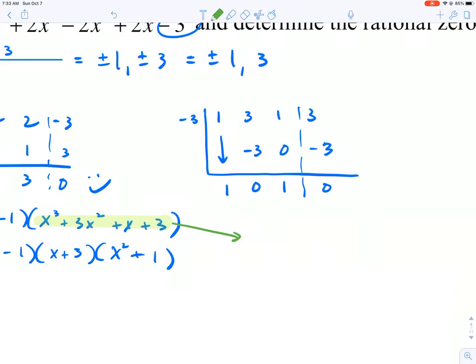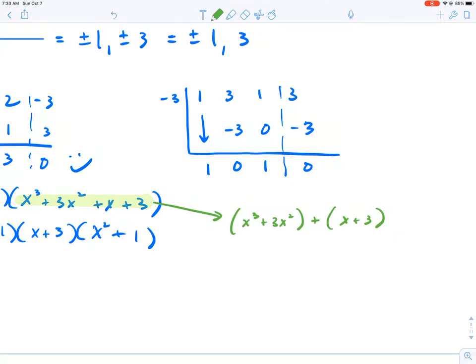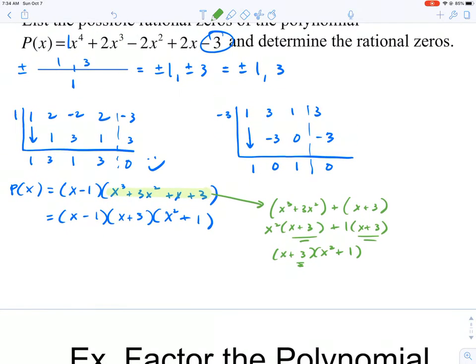Remember factoring by grouping? If I were to group x cubed plus 3x squared and then group x plus 3, I could do that by the associative property of addition. And then if I factor out the GCF of the first grouping, this, remember, is 1 times x plus 3. Now I have a common binomial factor that I can factor out. Okay, so I could see that -3 was going to be a 0.